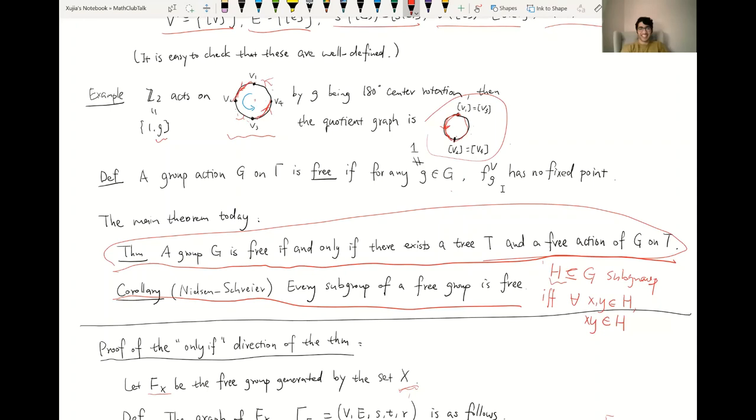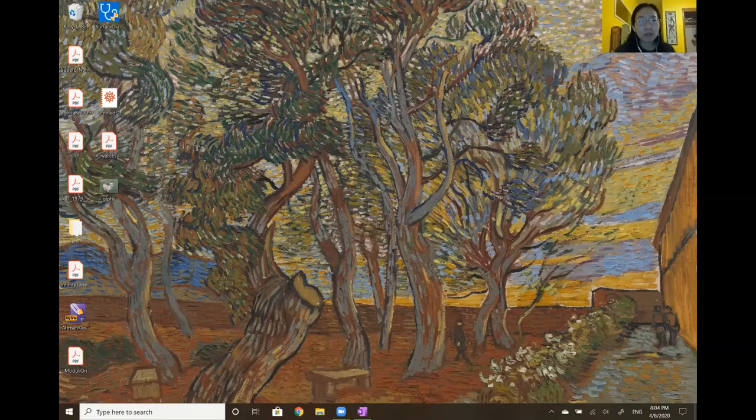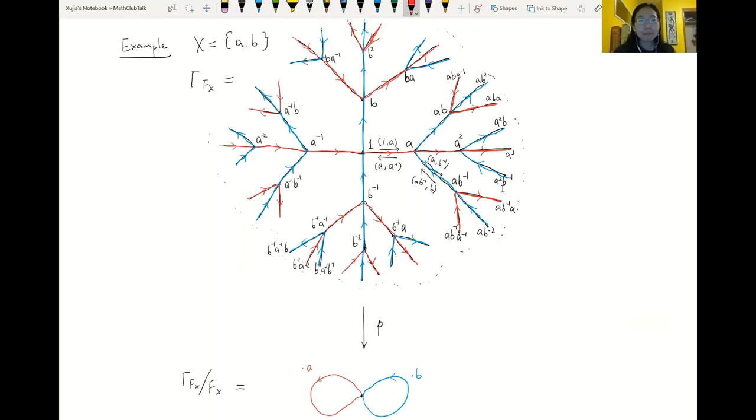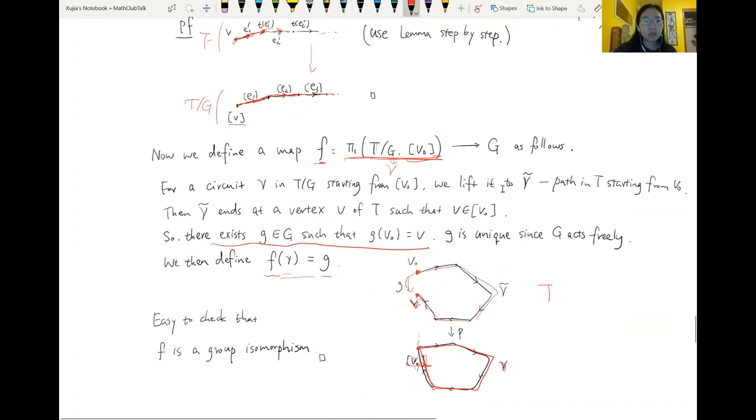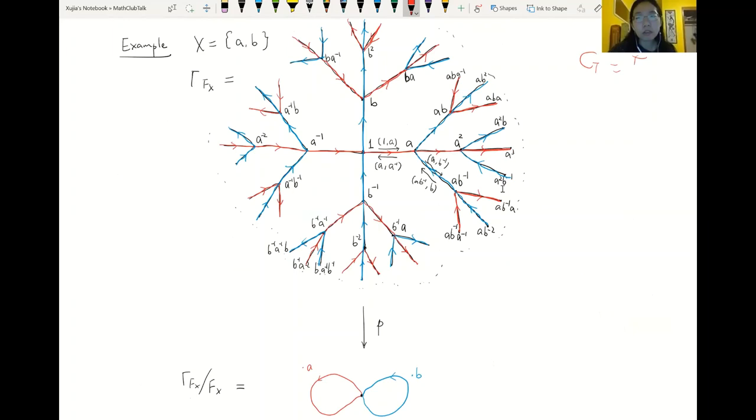Sure. So remember, this is just an illustration of the path lifting thing of this proposition here. So now we have G equals F of A, B, the free group generated by two elements, right? And this guy here, as before, is the graph associated with this group. And this group acts freely on it by left multiplication.